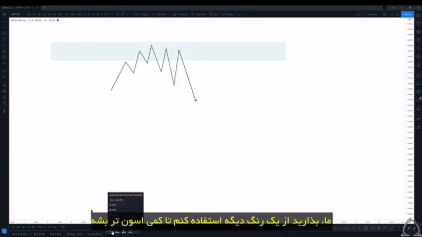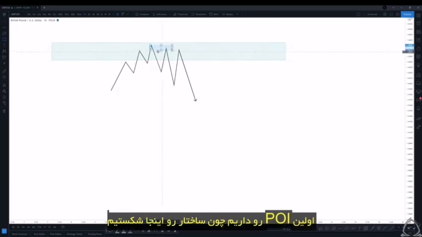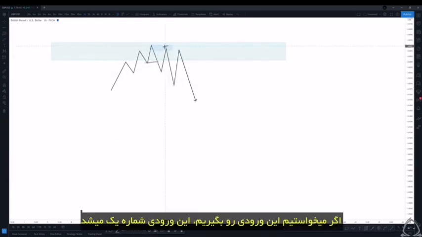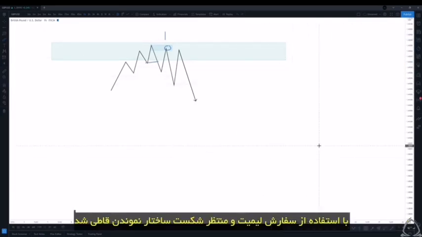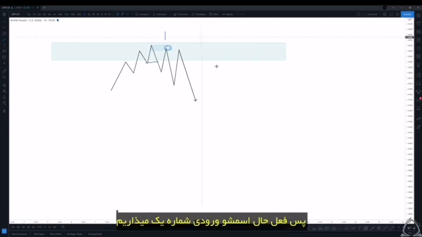We'll use just a slightly different color because it makes it a little bit easier. So we'd have our first point of interest because we've broken this bit of structure here, so we could look to take that entry. That would be entry number 1. I was calling it a risk entry, but I think there was a little bit of confusion in the risk entry, taking it on the 4-hour point of interest with the limit order and not using lower time frame, waiting for that break of structure and continuing. So we'll call it entry 1 for all intents and purposes right now.